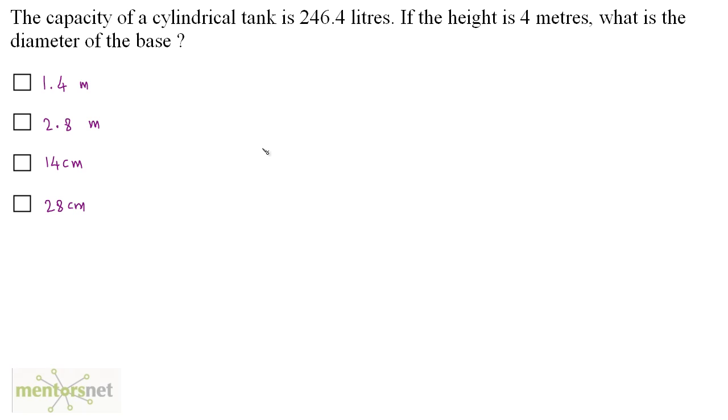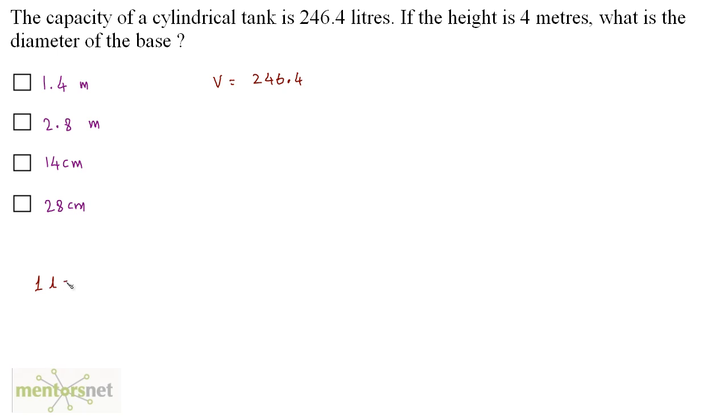The capacity of a cylindrical tank is 246.4 liters. If the height is 4 meters, what is the diameter of the base? So we have been given the volume of the cylindrical tank, that's 246.4 liters, right? Now let us convert it into centimeters cube.